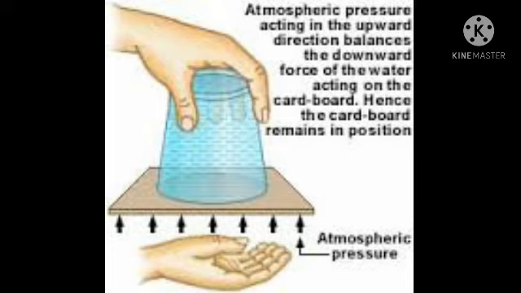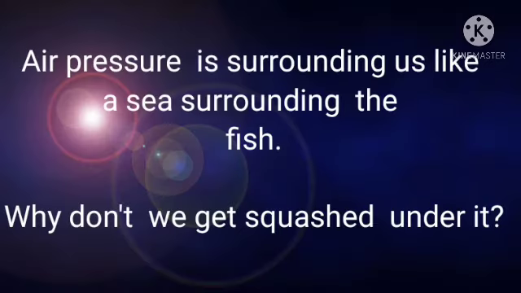So here the atmospheric pressure is seen underneath the cardboard. Inside, water is there, so the water also has pressure. That water pressure will be seen in the downward direction. Because of these two pressures, the cardboard will not fall down. The cardboard will stay there.